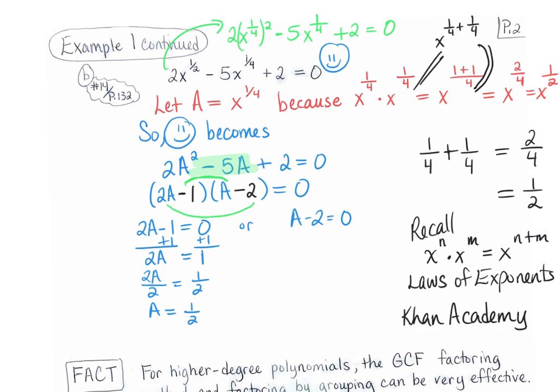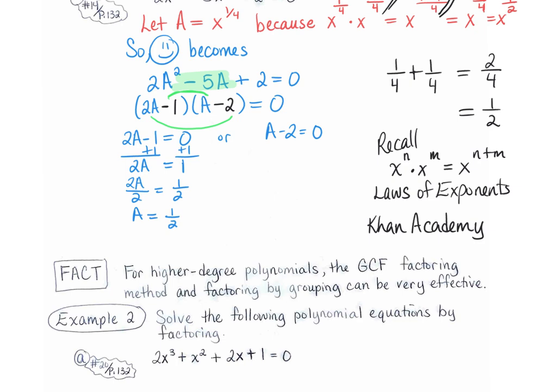But really we need to solve for what variable? X, yeah? So we're going to go ahead and solve for X. Let's go ahead and do the other side. So we need to do what to both sides? To get A equals 2. So we have A equals 2 and we have A equals 1/2. Which one do you want to solve for X first? 2, you said? Okay. So, remember A was what? What did we say A was?